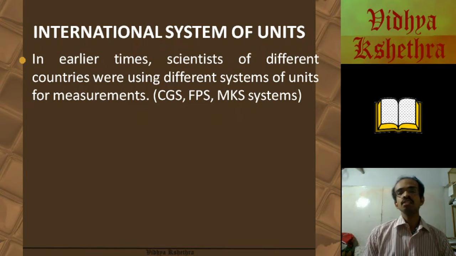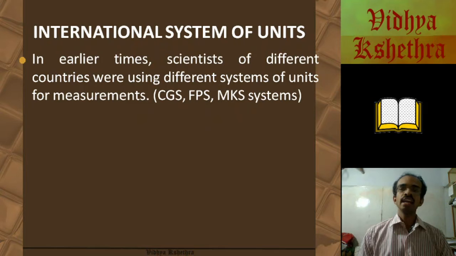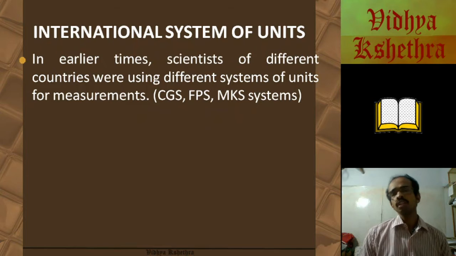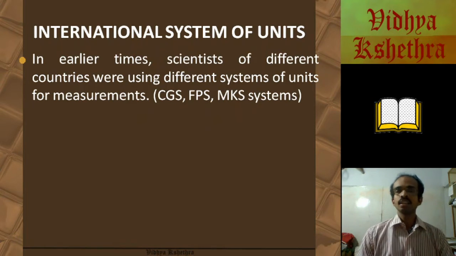That is the CGS system, in which length was measured in centimeters, mass was measured in grams, while time was measured in seconds. Then there was the foot-pound second system, in which foot was the unit of length, pound was the unit of mass, and second the unit of time. And then there was the MKS system, where M is meter for length, kilogram for mass, and second for time.